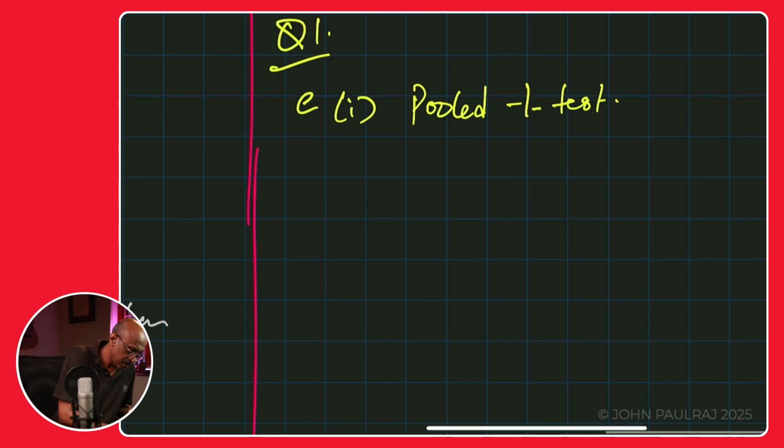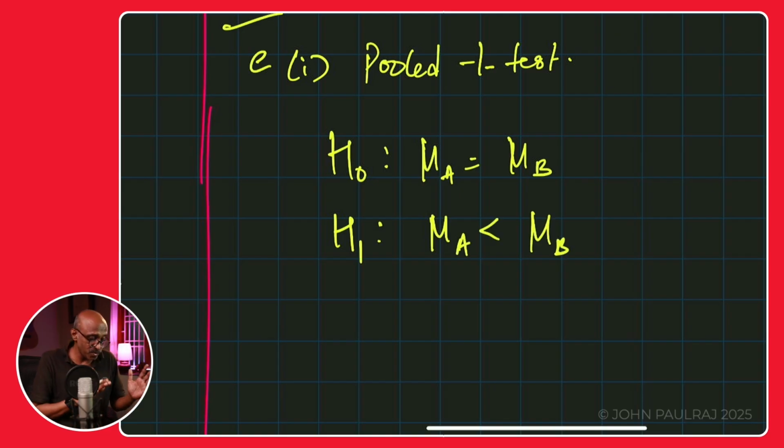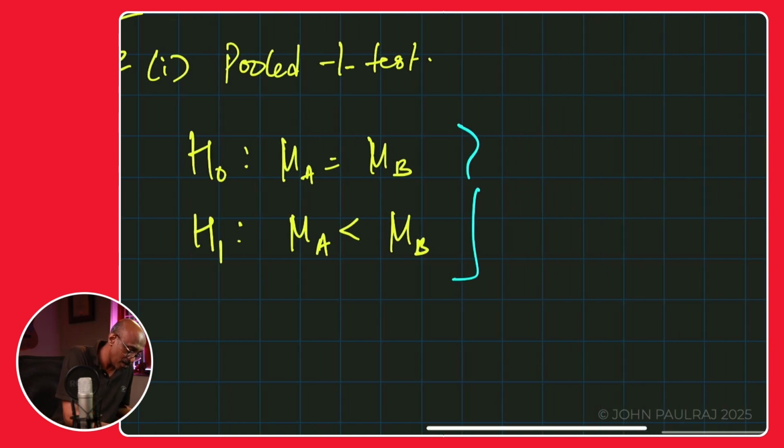The null hypothesis is mu A equals mu B. The alternative hypothesis you can write as mu A is less than mu B, or if you want, as mu B is greater than mu A, because that's what his belief is.